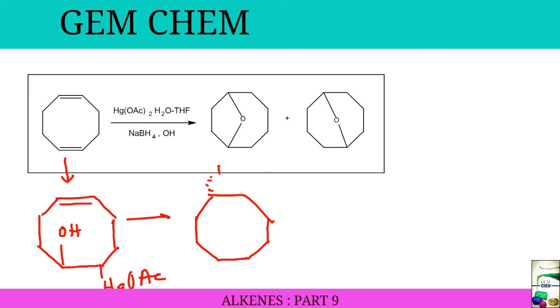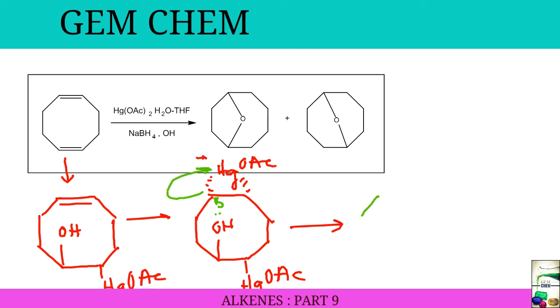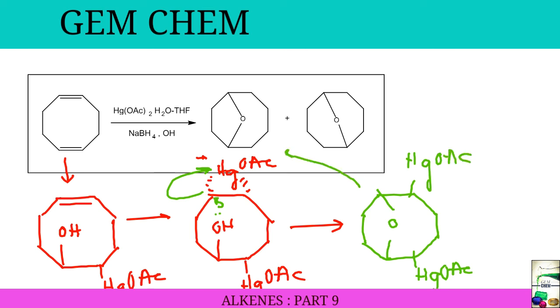So here there is HgOAc plus and here OH, HgOAc. Now see, when this oxygen attacks this carbon, then this opens up, so we get the product as this one, that is here HgOAc, here O and here O, and this is HgOAc, and this forms this one.